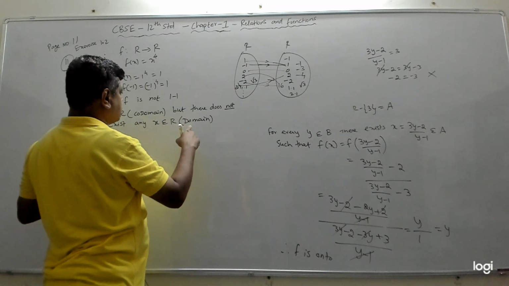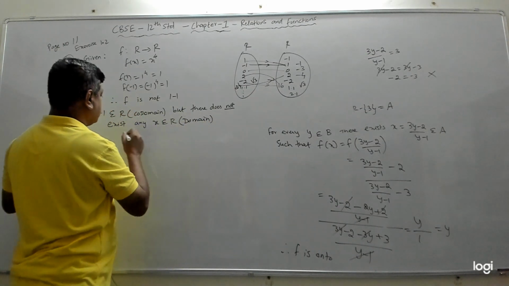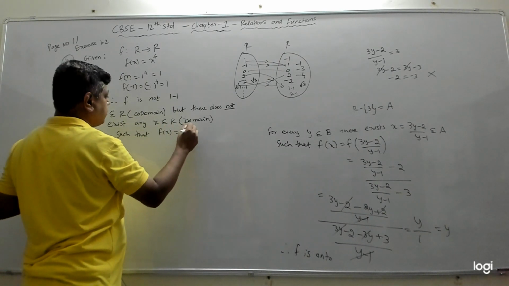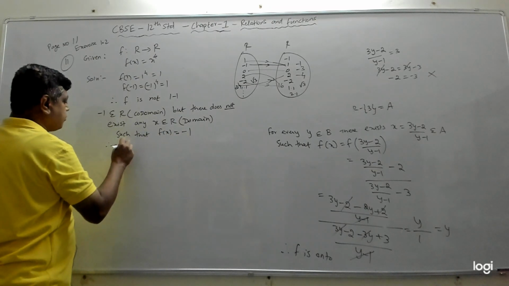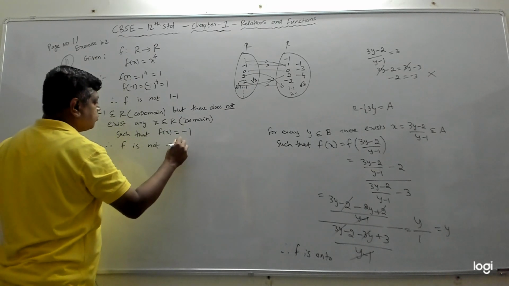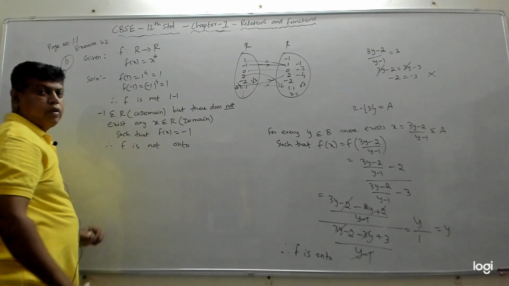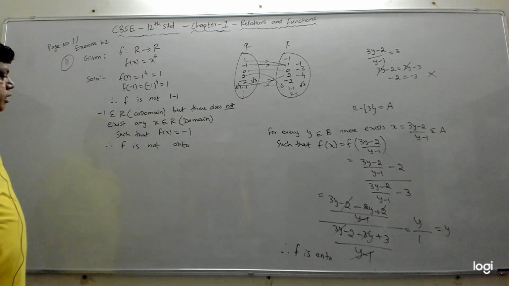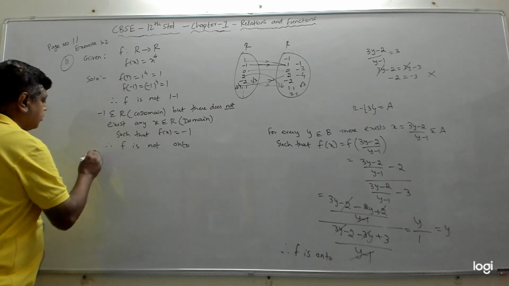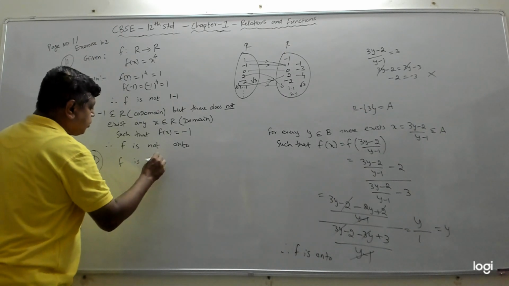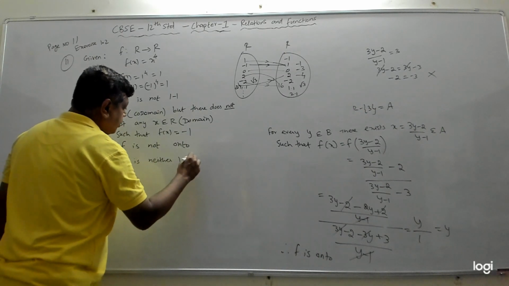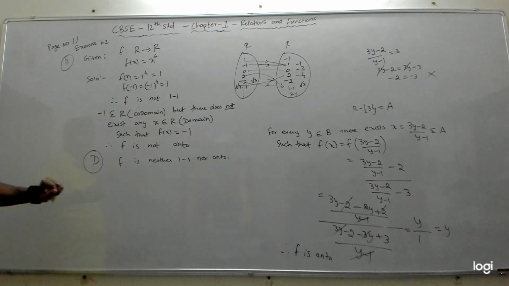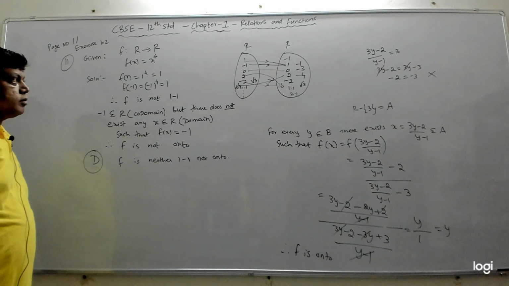There does not exist any x belonging to R, the domain, such that f of x is equal to y, where y is equal to minus 1. Therefore, f is not onto. So f is not 1 to 1 and not onto, which means it's option D: f is neither 1 to 1 nor onto. So option D is the right answer.